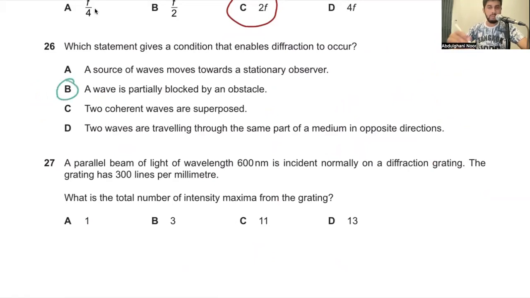When a wave is partially blocked by an obstacle, that causes the spreading of that wave, and that is known as diffraction. Two coherent waves are superposed. They're talking about superposition, interference, not diffraction. Two waves are traveling through the same part of the medium in opposite directions. That is not the condition for diffraction. So B is the correct answer.